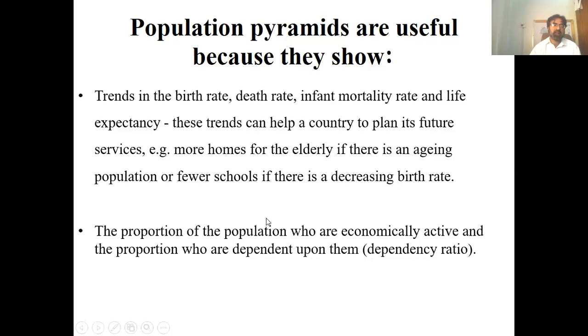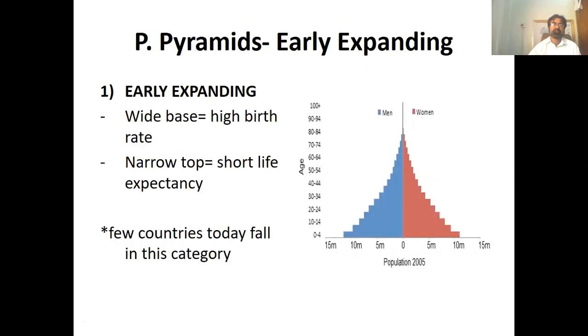How many people earn and how many people are supported by these earners, that is called a dependency ratio. This is a population pyramid. At the base it is expanding, and at the top it is narrower. The base shows the children from a group of 5, from 0 to 4, then 5 to 9, then 10 to 14, and so on.